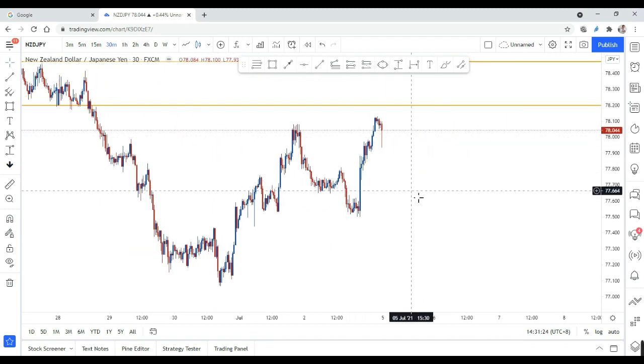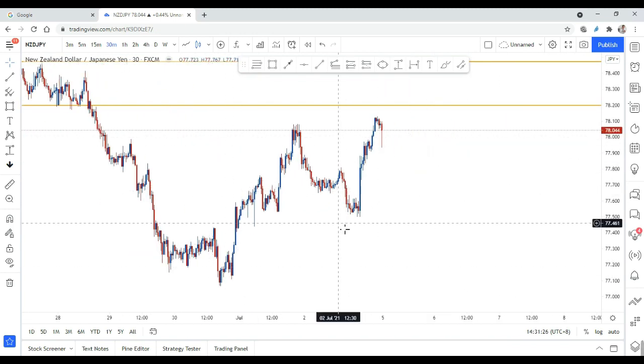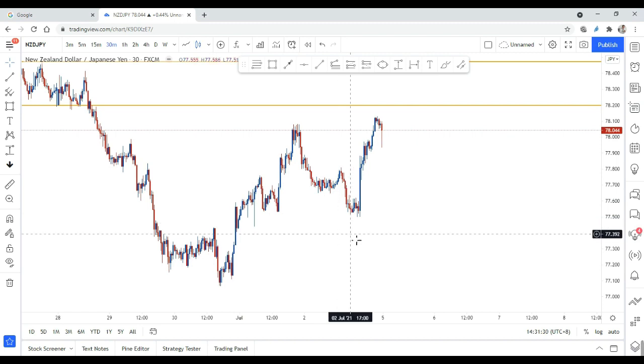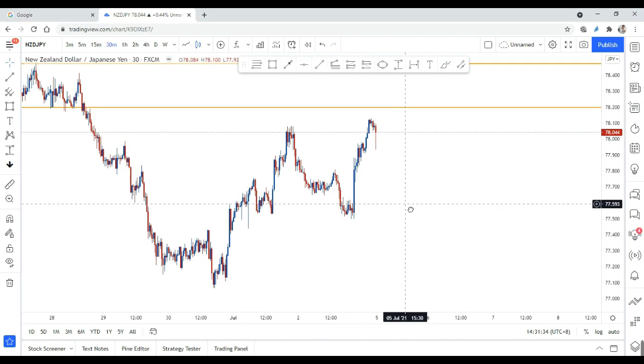So hopefully you guys learn a few tips or tricks about trading QML, supply and demand, and advanced supply and demand, support and resistance.